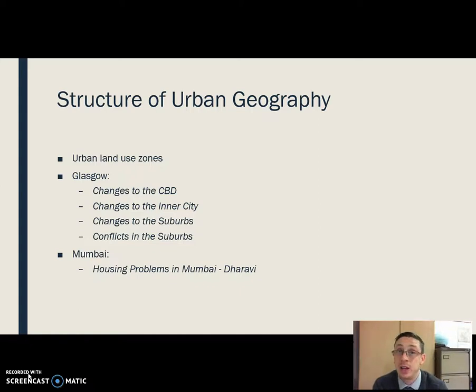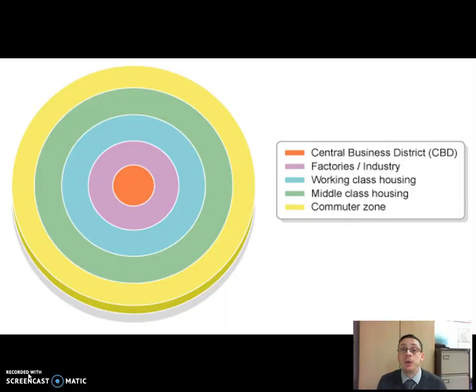Once we've done that, we're going to go to Mumbai and we're going to look at various housing issues that Mumbai faces, and particularly we're going to be looking at one of the shanty towns in Mumbai, a place called Dharavi.